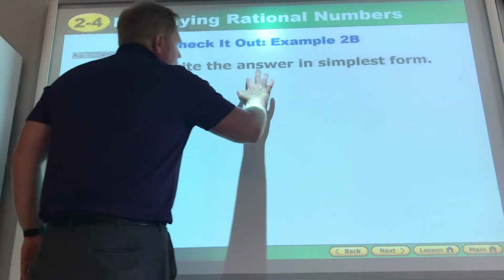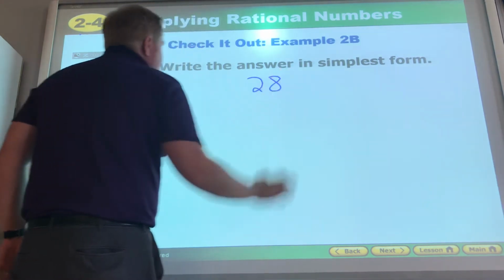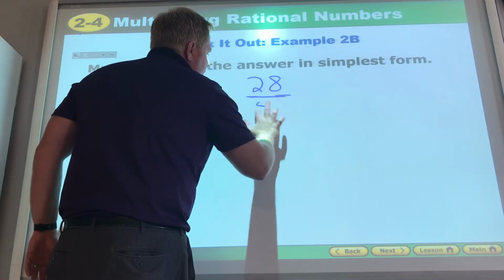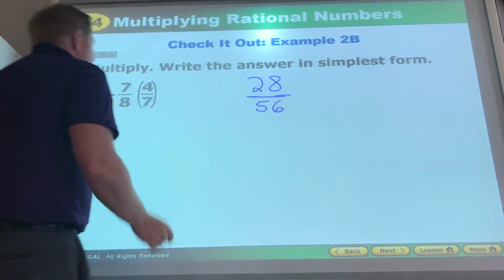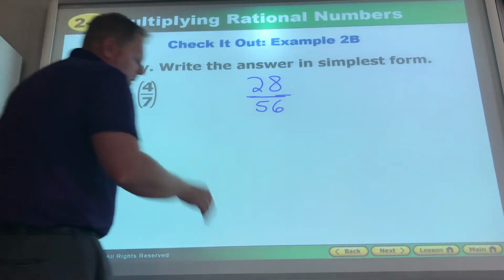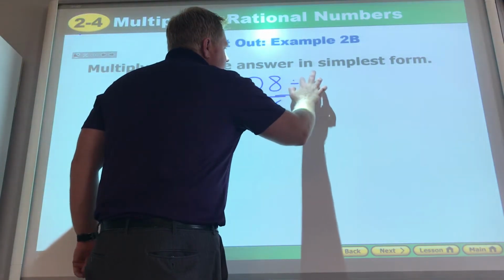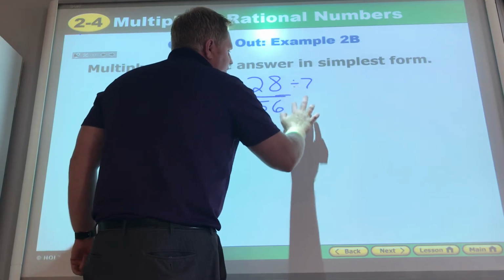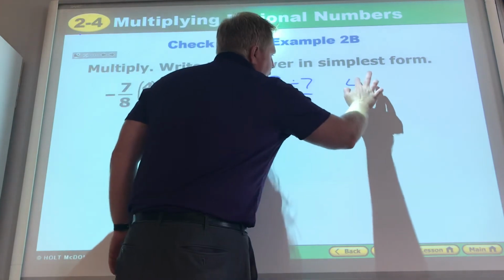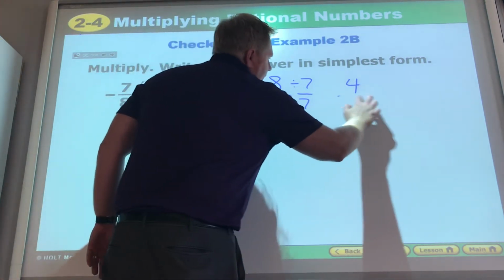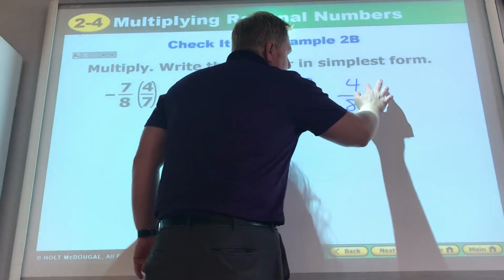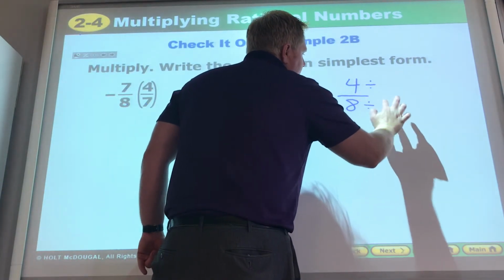7 times 4 is 28. 8 times 7 is 56. Now I know there's going to be a negative in the answer. I see I can divide by 7. I can divide by 7. 7 over 7 is a fancy one. And I get 4. I get 8. Ooh, I can divide by 2. I can divide by 2.